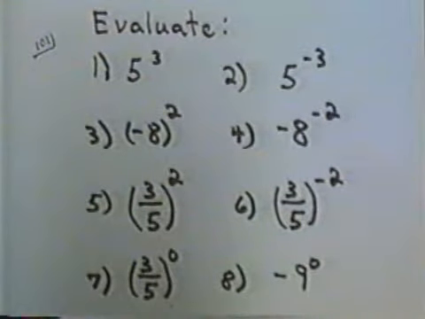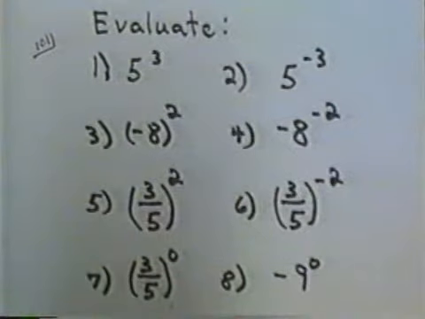Here are your exercises. I will read them for you. As I read them, copy them down. And then once you get them copied, be sure to stop the tape. Then you can work them and restart the tape to check your answers. The first one, 5 cubed. 5 exponent 3. The second one, 5 to the negative 3rd power. 5 exponent negative 3.